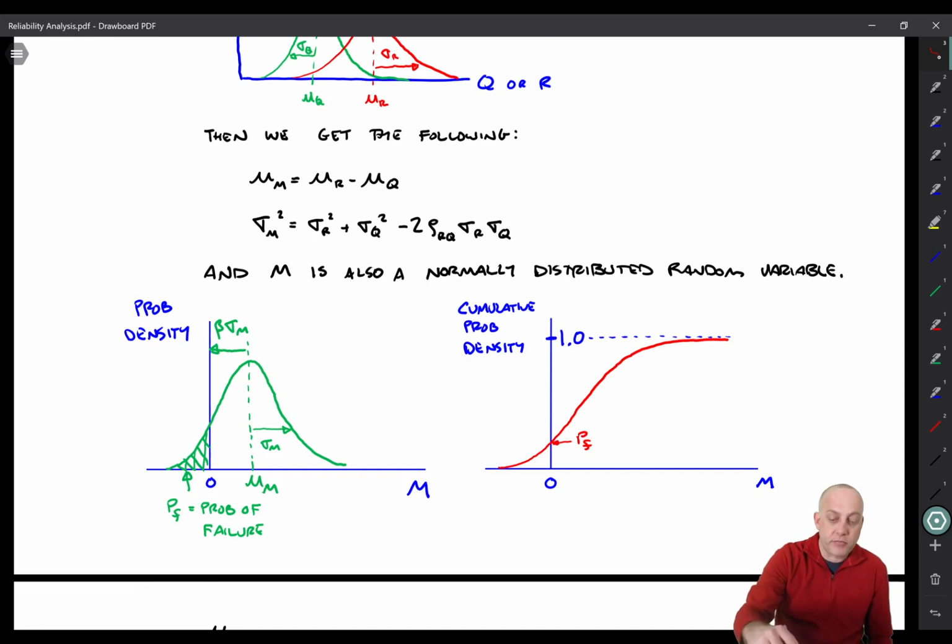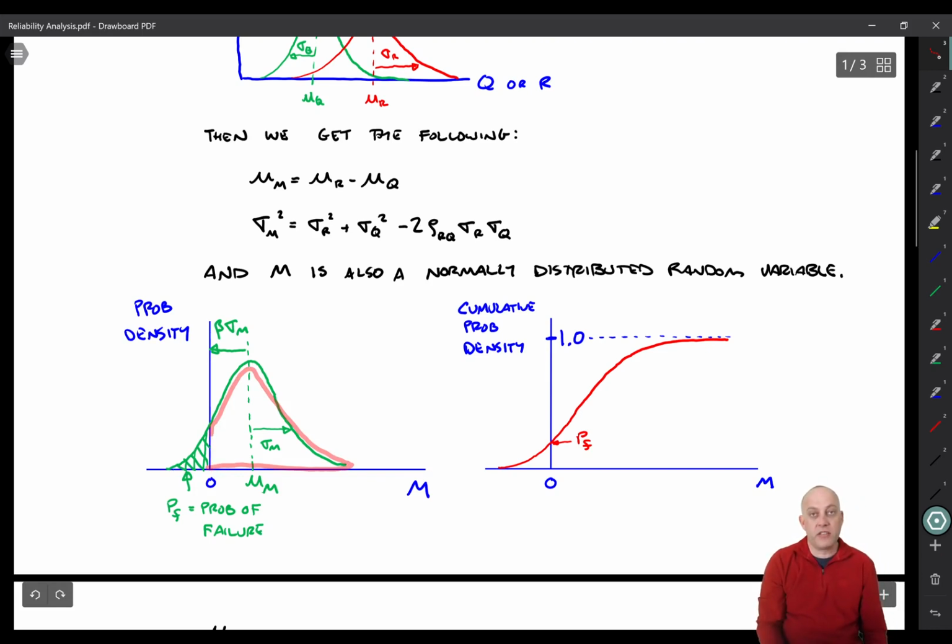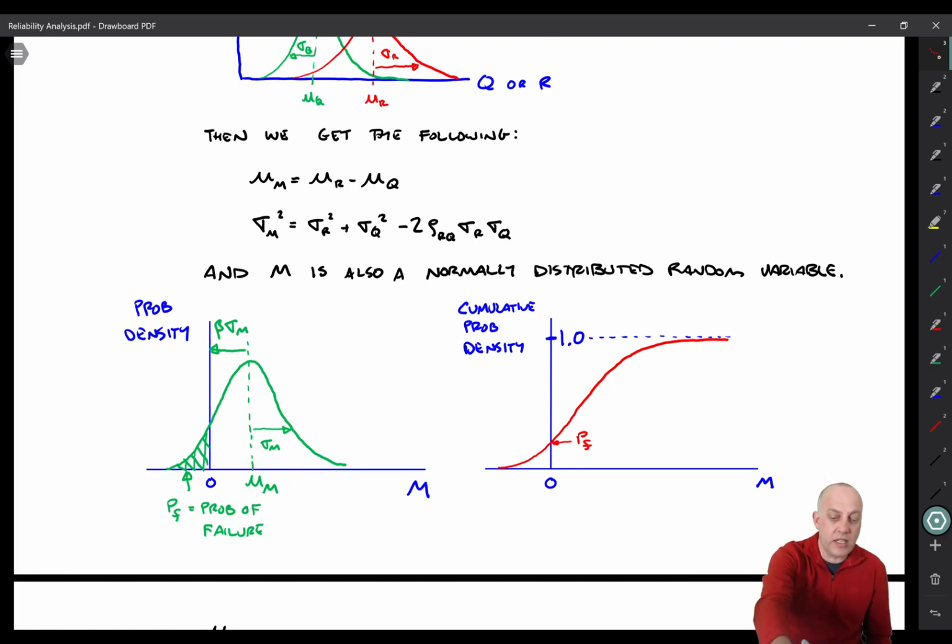And if we're looking at the probability density function, then the area of the probability density function that's below 0 is equal to the probability of failure. And the area that's above 0 is equal to the probability of survival, right? So they're complementary. 1 minus the probability of failure is equal to the probability of survival. Recall the property that the integral of a probability density function from minus infinity to plus infinity is equal to 1.